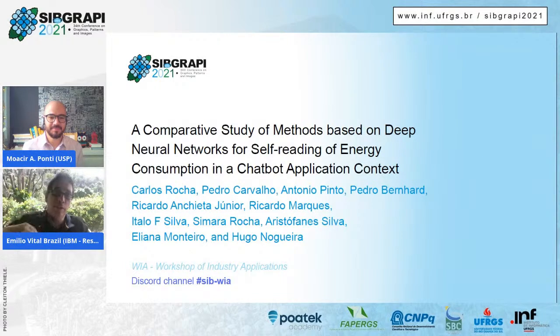The paper that was accepted is a comparative study of methods based on deep neural networks for self-reading of energy consumption in a chatbot application context. Italo will present the paper. First we will see a 10-minute video, then we have 5 minutes for questions. Okay, please, we can play the video.